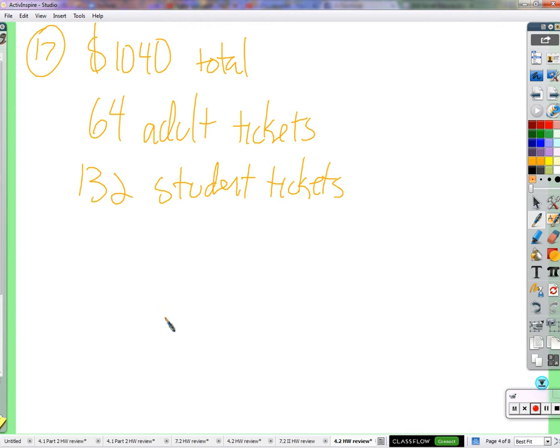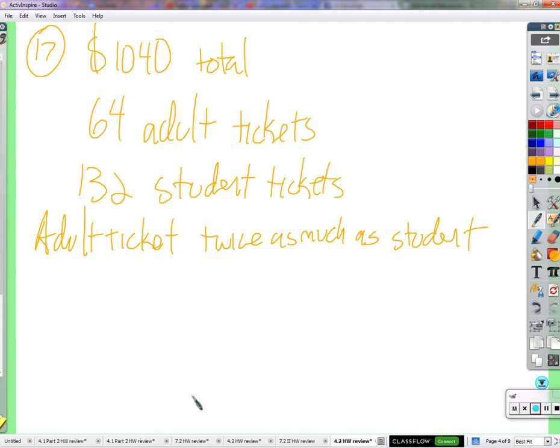An adult ticket is twice as much as a student ticket. So which costs more, adult or student ticket? Adult, right? How much more than a student ticket is it? Twice as much. So two students could enter for the price of one adult, right? We've talked about that a few different times.